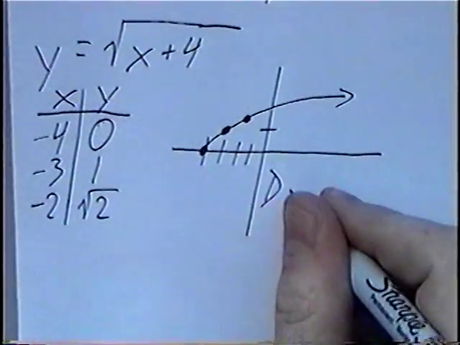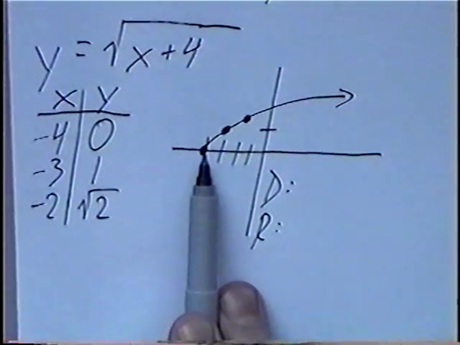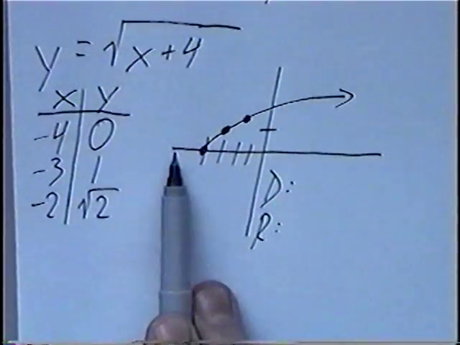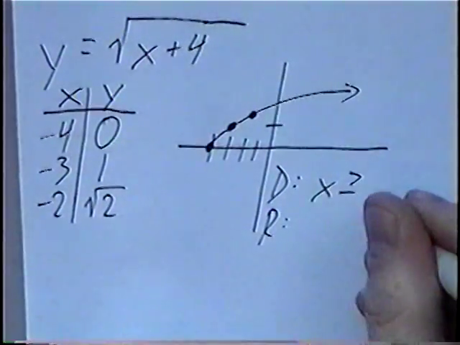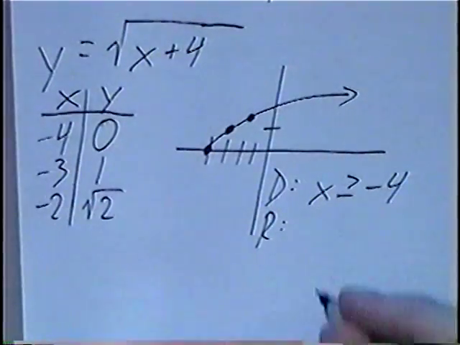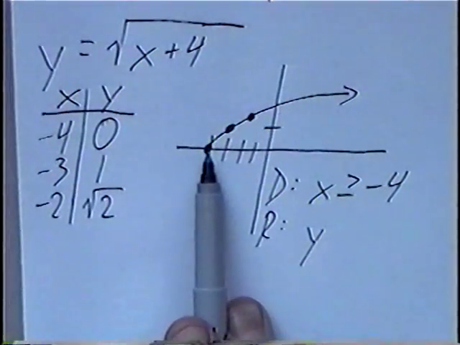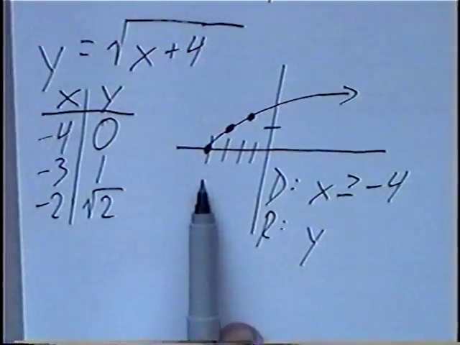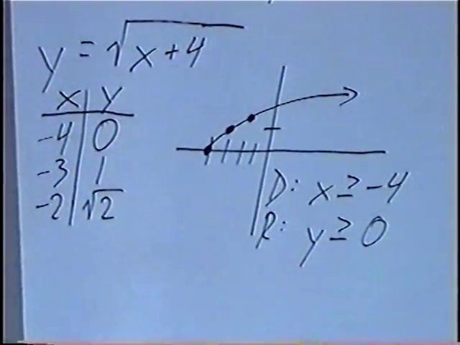For the domain and range again, we can look at the graph for the xy values. The smallest x value on here would be negative 4. Anything to the left of negative 4 again would be imaginary numbers. So the x values have to be greater than or equal to negative 4. For the range, the y values, the smallest y value on the graph, again, is 0. And again, we cannot have any negative y values since we do not have imaginary numbers for this graph. So y has to be greater than or equal to 0.